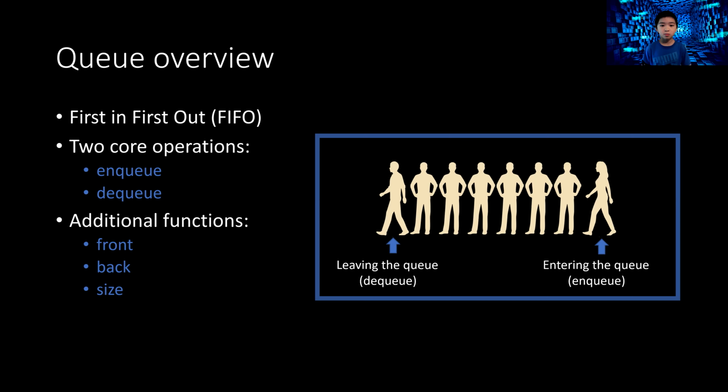Like stacks, queues can also be illustrated by real-world scenarios. People leave the queue from the front and enter the queue at the back. The queue also has two main functions, NQ and DQ, where NQ is to add a new item to the back and DQ is to remove an item from the front. We also have a couple of additional functions. Front and back will return the element at the front or back. Size will return the number of elements inside the queue.